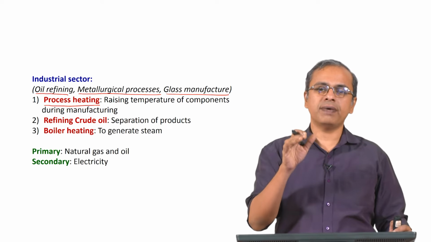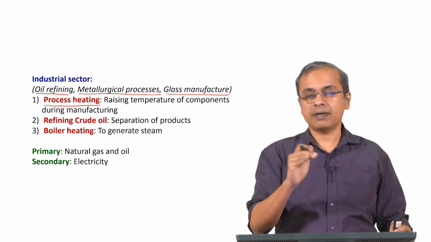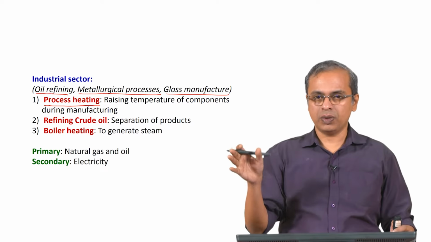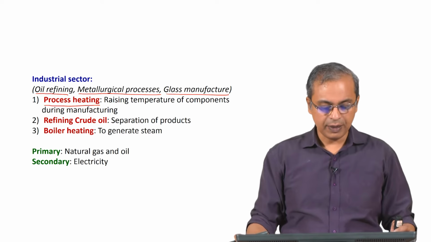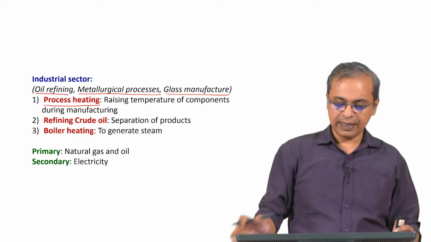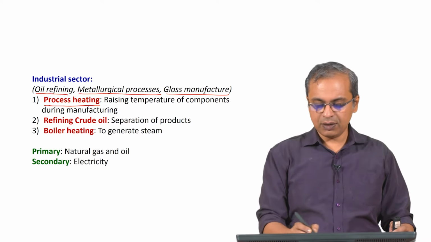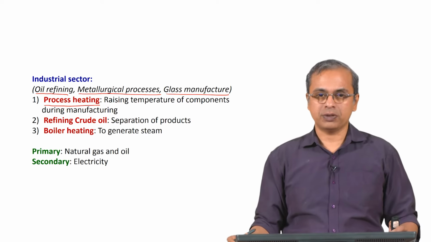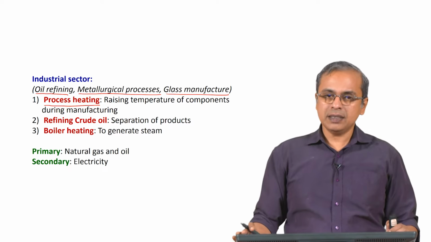There is this step involved where some part or many parts are first heated up, and then something happens to it, and then it is later cooled down, and then you proceed with it. So, this idea of heating and then doing something is called process heating. So, raising the temperature of components as part of the manufacturing process. So, this is process heating.